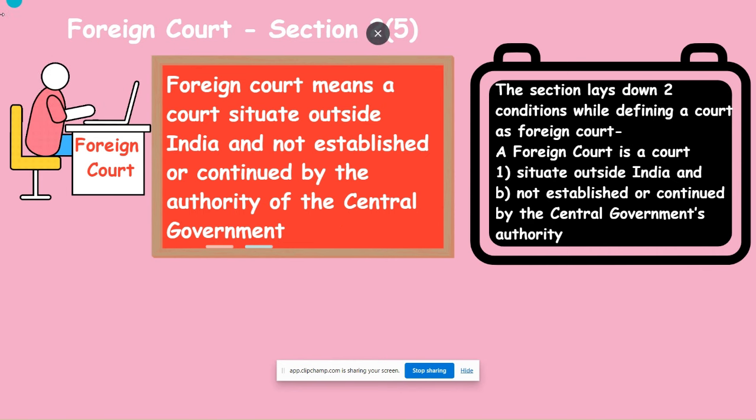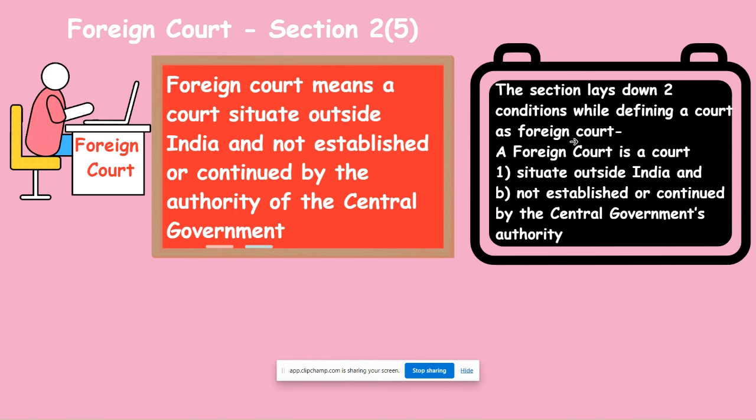First, we see the foreign court. Section 2, subsection 5 defines foreign court: a court situate outside India and not established or continued by the authority of the central government. Two conditions are there. Which are these two conditions? ये दो conditions हैं. This section lays down two conditions while defining a court as a foreign court.